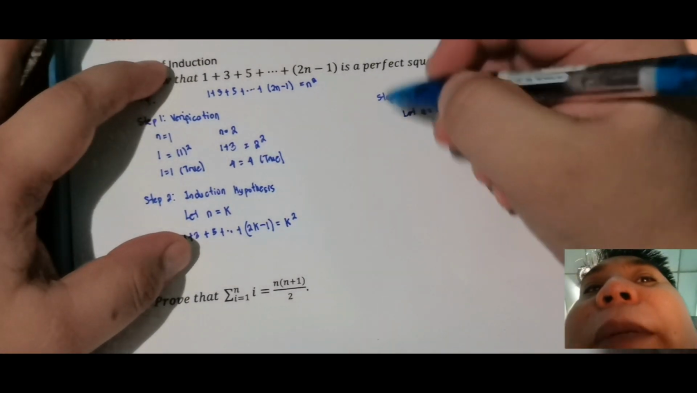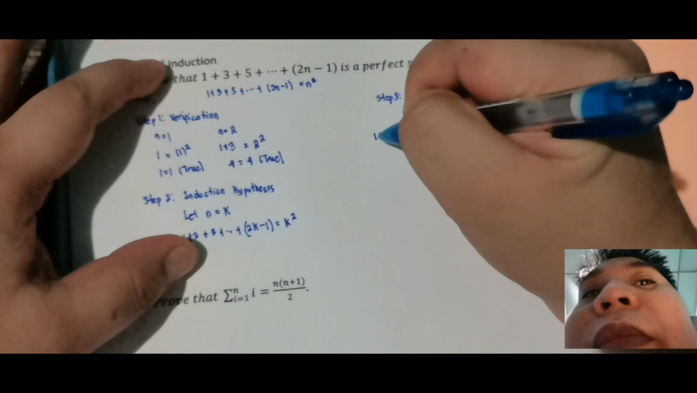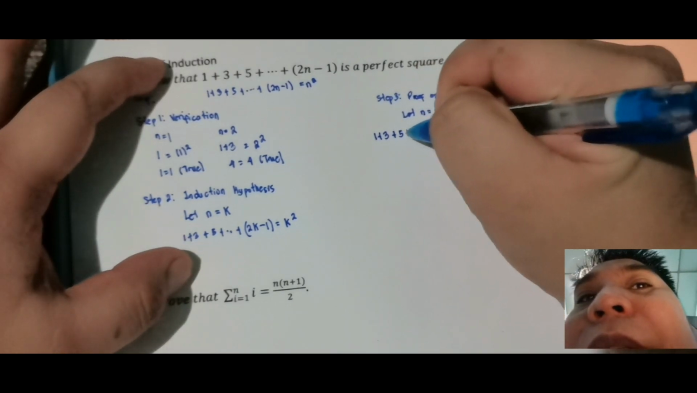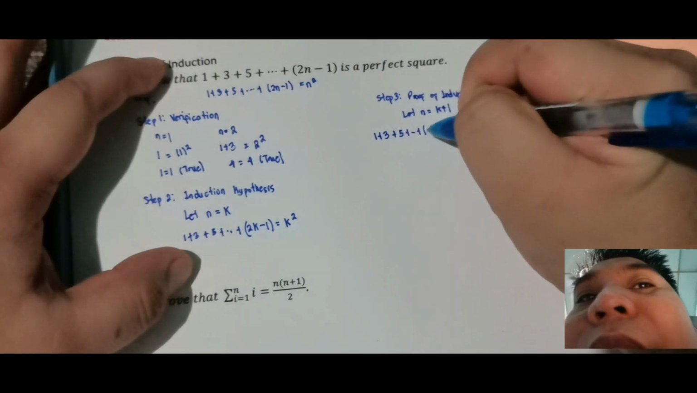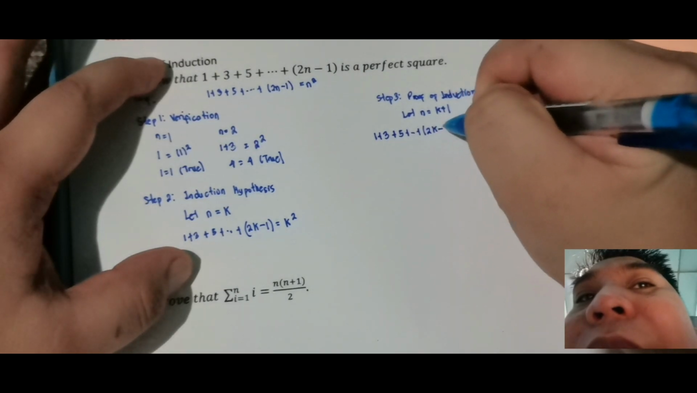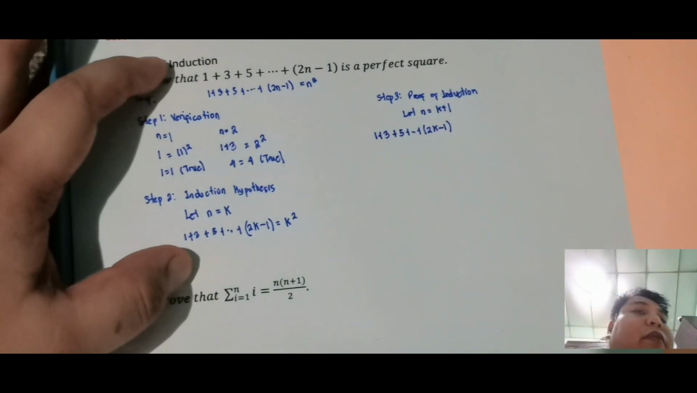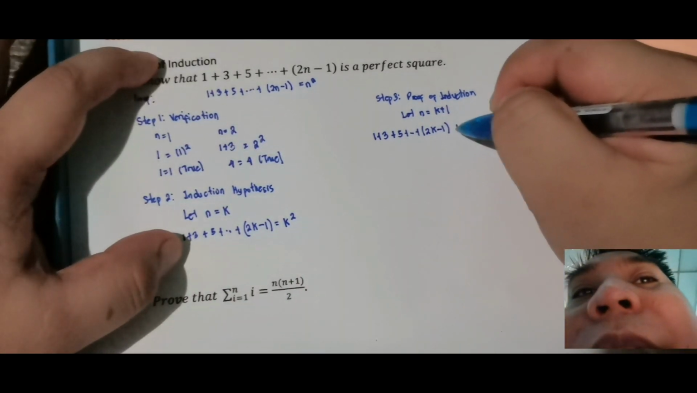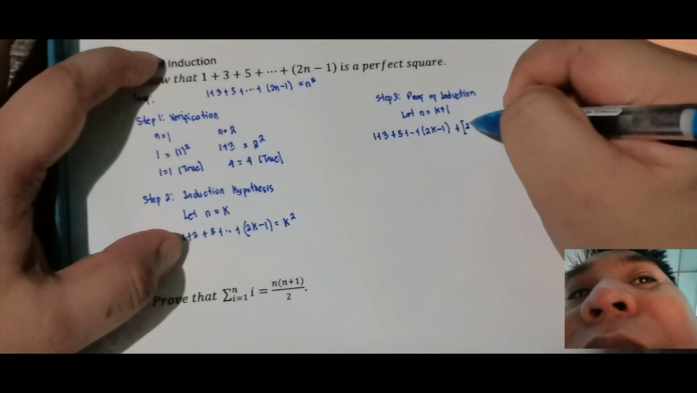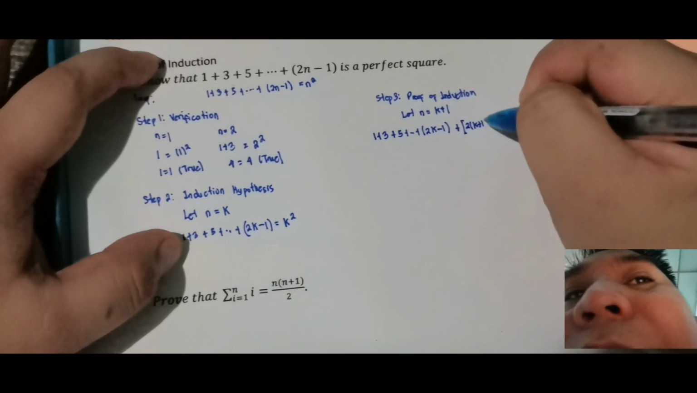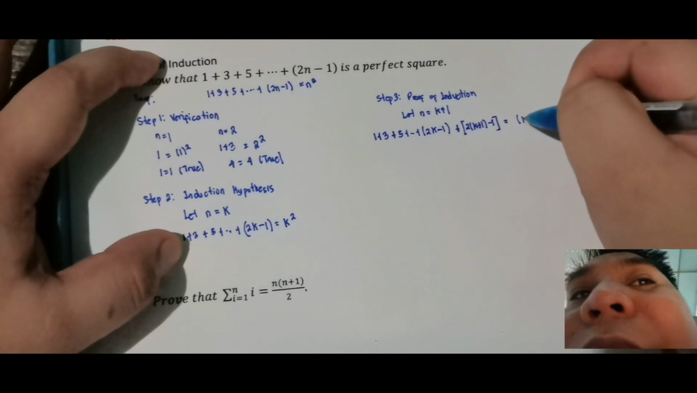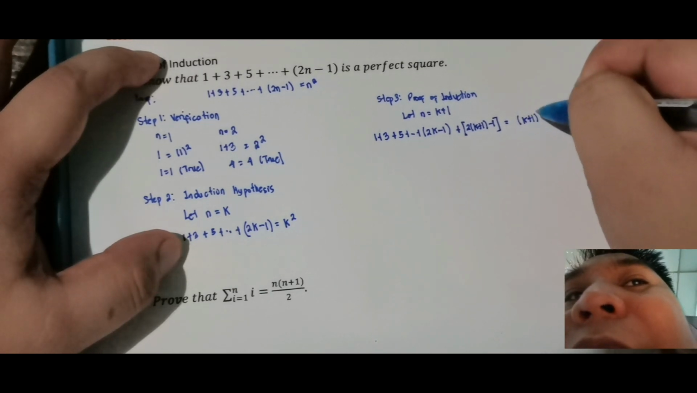So, ano ibig sabihin nun? Sa left side, ito mangyari. This is 1 plus 3 plus 5 plus dot plus 2k minus 1. Ilalagay ko pa rin si 2k minus 1, okay, kasi yun yung k. Then, maglalagay ako ng k plus 1. So, that is plus 2 times k plus 1 minus 1, okay, equal sa k plus 1 squared.